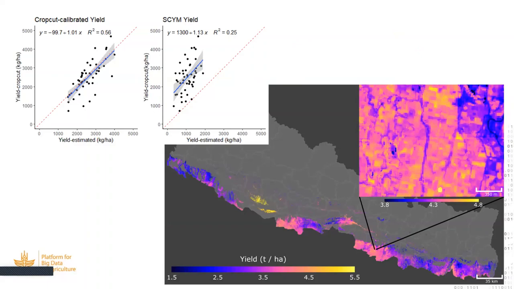One was a crop cut calibrated method, which used the yield data collected by CIMMYT during the several years of field visits that David mentioned. So we used those yields as the dependent variable, and then used satellite measures of vegetation index and weather at those field locations as the predictors. So we call this a calibrated approach because it's calibrated by the collected crop cut data.